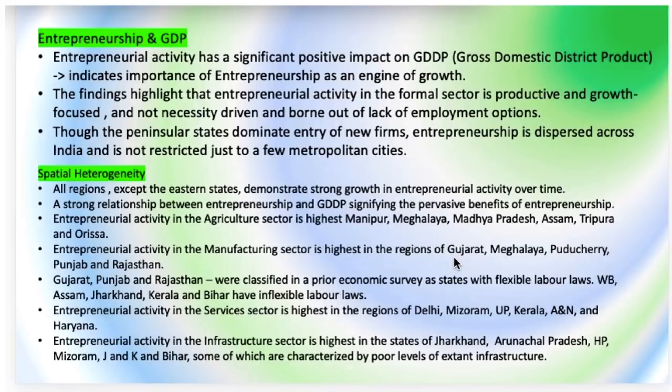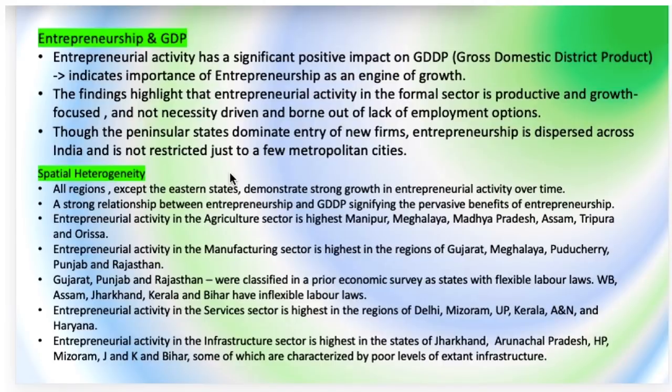highest in the regions of Gujarat, Meghalaya, Puducherry, Punjab, and Rajasthan. Gujarat, Punjab, and Rajasthan were also classified in the previous economic survey of 2018-19 as states with flexible labor laws, therefore enabling entrepreneurship. Whereas West Bengal, Assam, Jharkhand, Kerala, and Bihar had inflexible labor laws. So in these states, the entrepreneurship activity is also low.